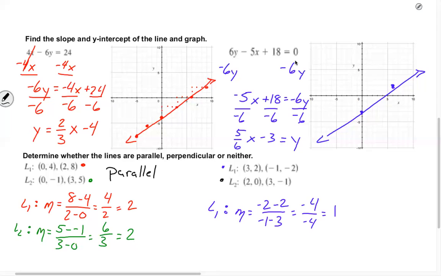L2 is in black. So we have -1 minus 0 over 3 minus 2. That's -1 over 1, which is -1.